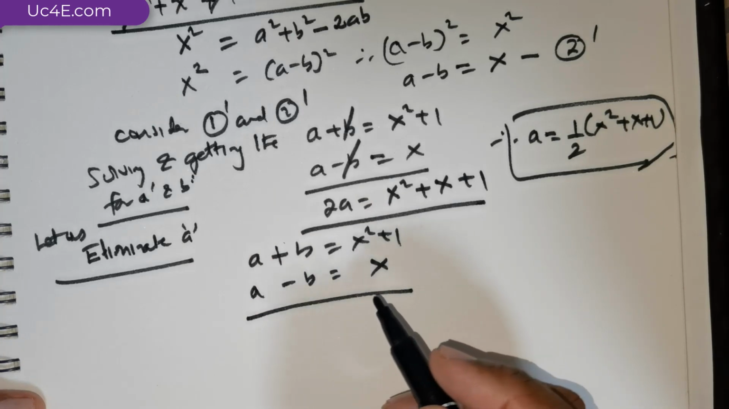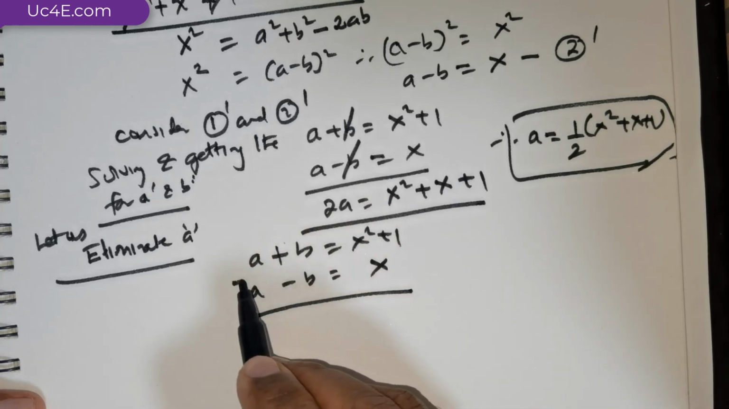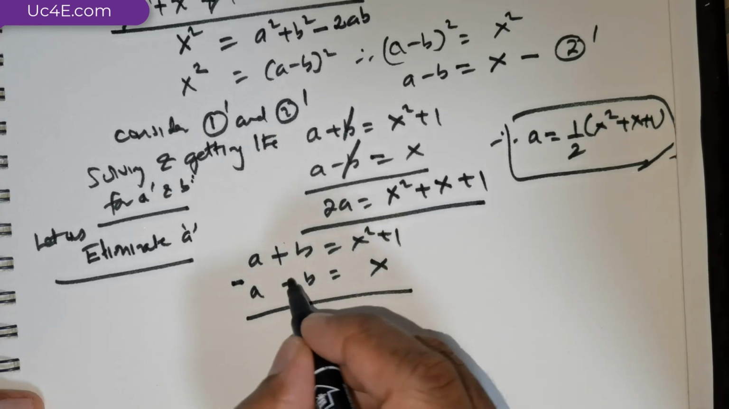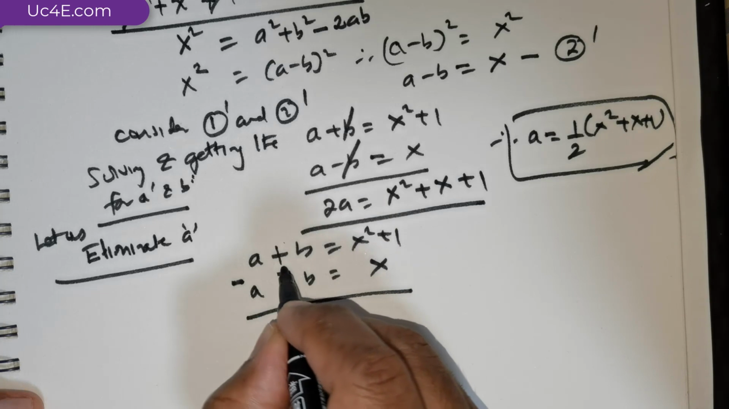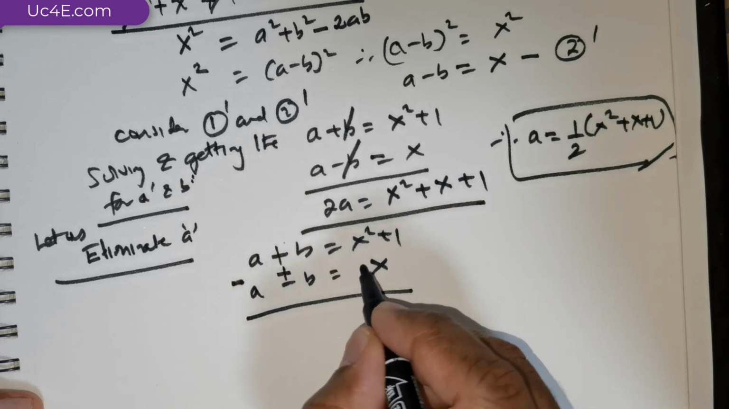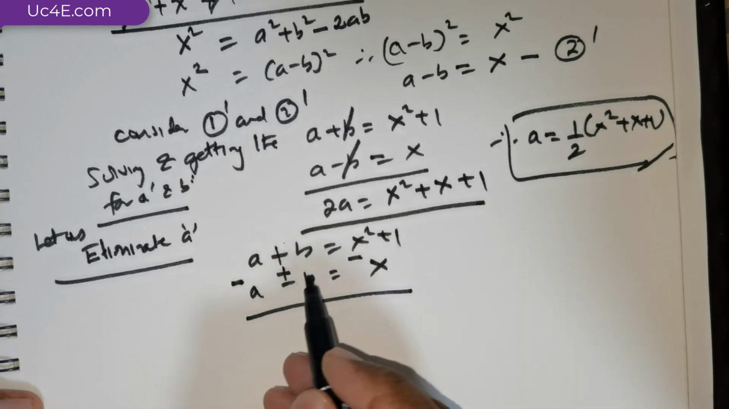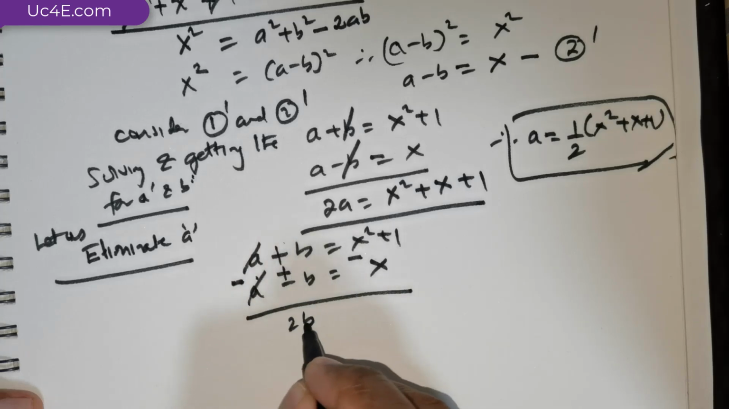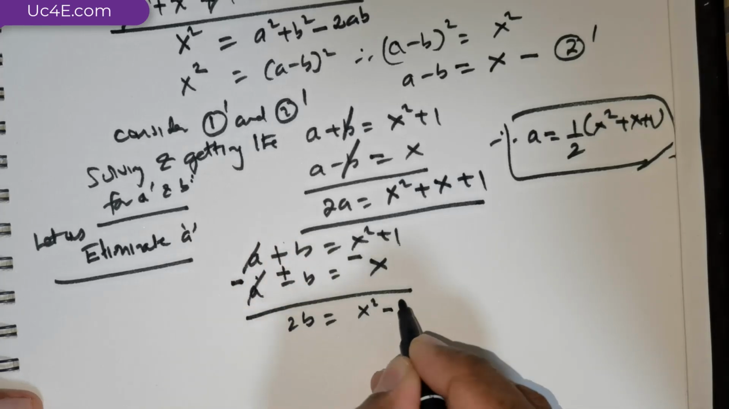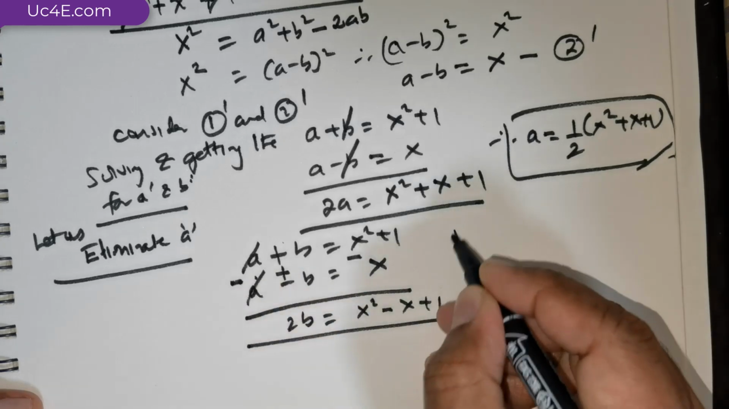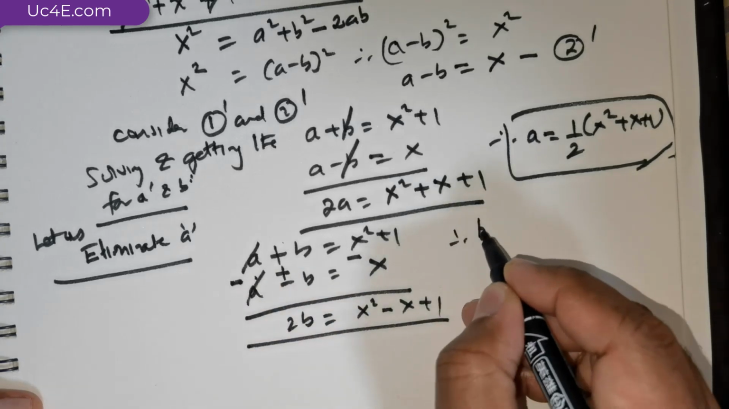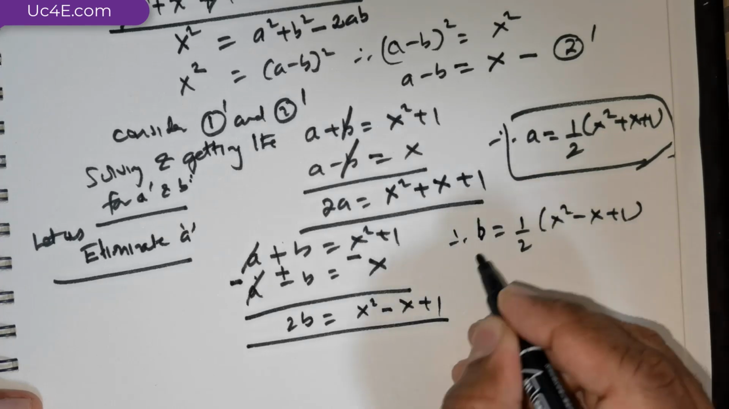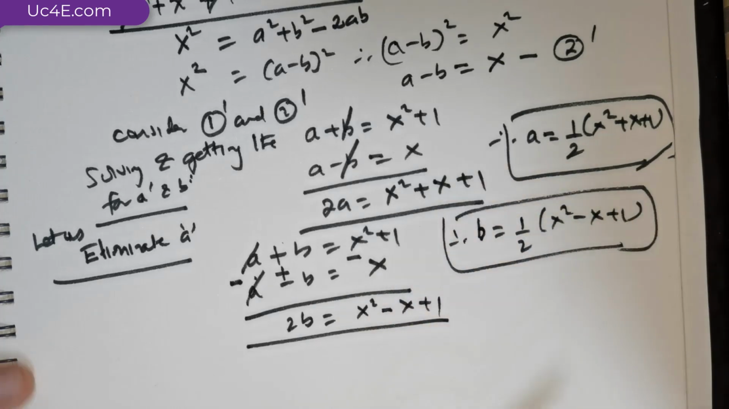So if I were to eliminate a, I take a negative sign here, right? So this is negative, this will become positive, this is positive, this will become negative. So a gets cancelled, you get 2 times b is equal to x squared negative x positive 1, therefore b is equal to 1 over 2 times x squared negative x positive 1.